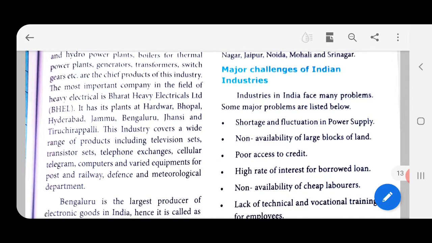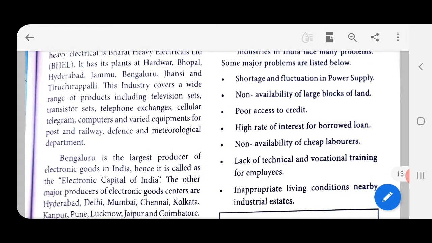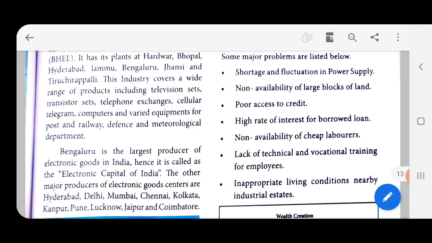Major challenges of Indian industries. Industries in India face many problems. Some major problems are listed below. Shortage and fluctuation in power supply. So, to run an industry we need lots and lots of power supply, but in India we face shortage and there is fluctuation. Fluctuation is difference in the current.